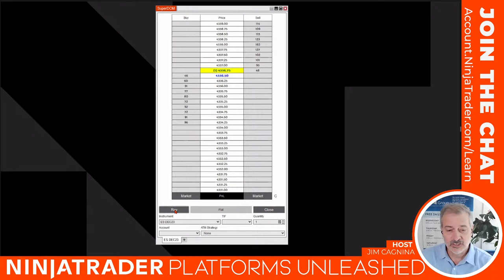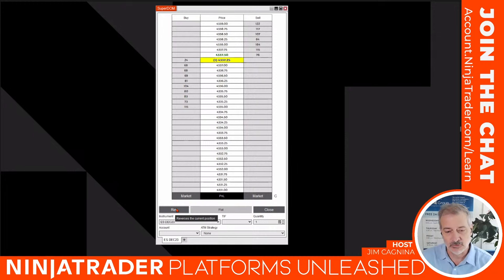On the other side is a reverse button. Let's say we're long E-mini S&P and we'd like to go short, then it would reverse your position. In other words, it would sell two at the market: one to offset your long position if you had a one lot long position, and the second one to establish a short position.